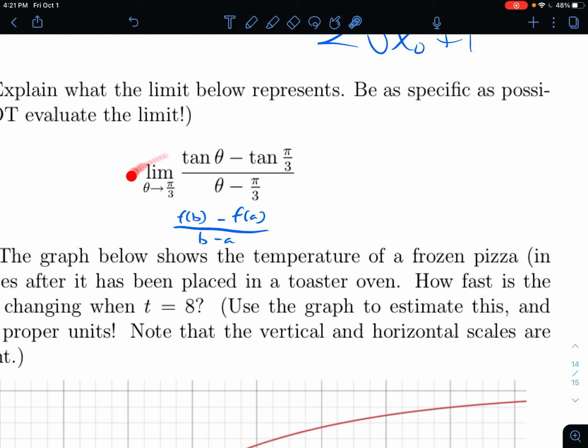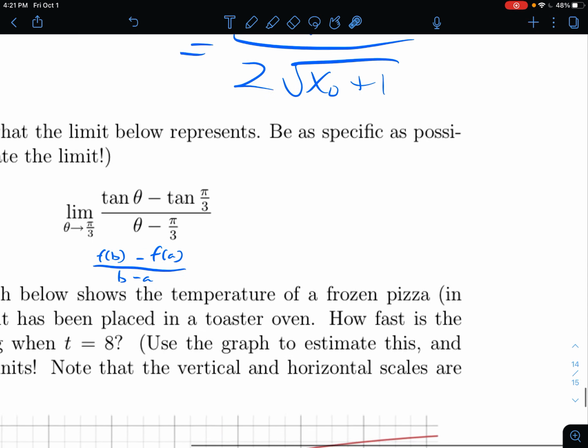And then we're doing a limit here. That turns it into an instantaneous rate of change. And we'll notice that it's a limit where these are squeezing together. Theta gets closer and closer to pi over 3. This is our instantaneous rate of change formula, aka our slope of the tangent formula. You want to recognize that pattern when you see it.